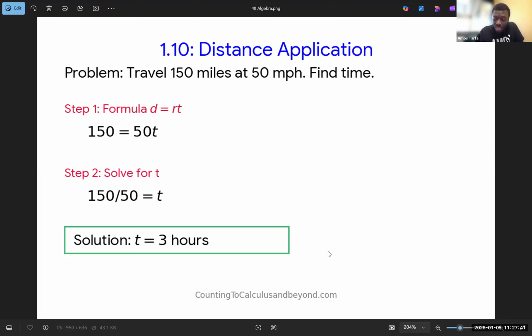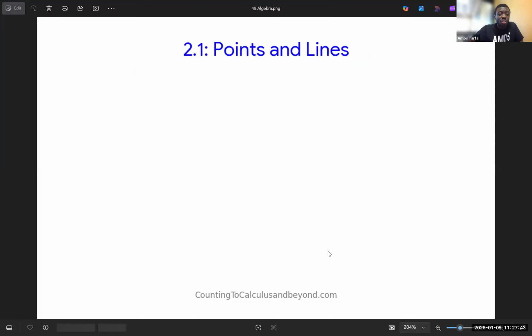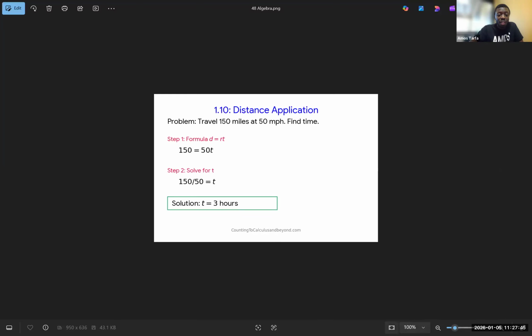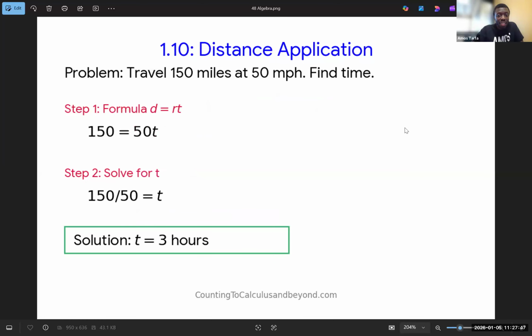So very good example. Let me know if you have any questions. That's where we're going to stop with the equation section. We'll be back with the next segment, which will focus on graphing. And then we'll get into inequalities, systems of equations, polynomials, rational expressions, radicals, quadratics, and functions.